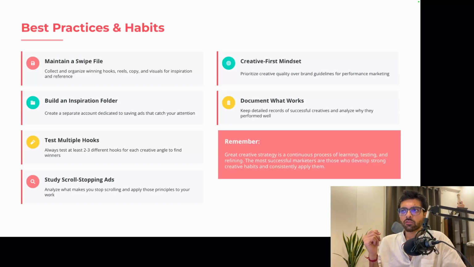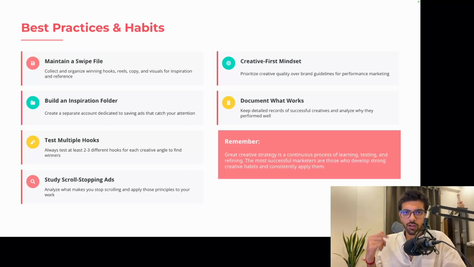Build inspiration folders as well. Again, saving ads that can help. Tools like Atria, Magic Briefs can help. Foreplay can help with this. Test multiple hooks. At least test 2 to 3 different hook variations, because it can really make a difference.